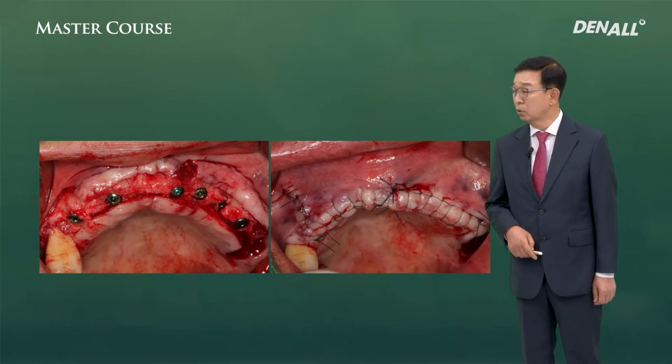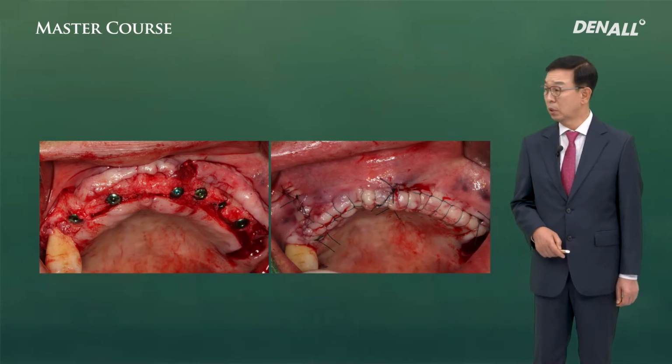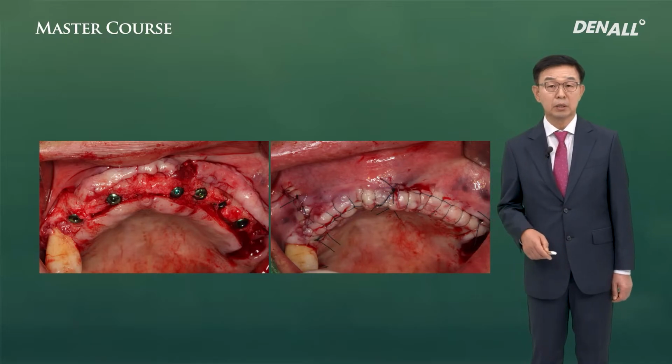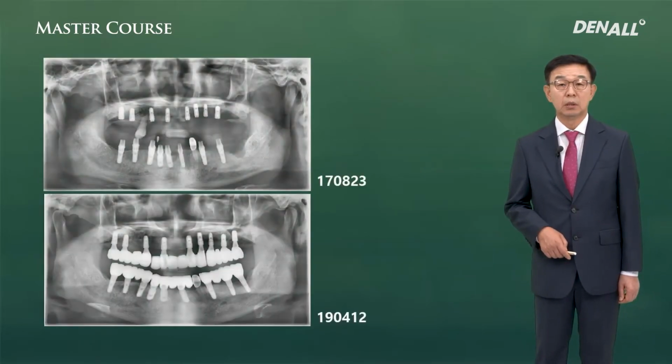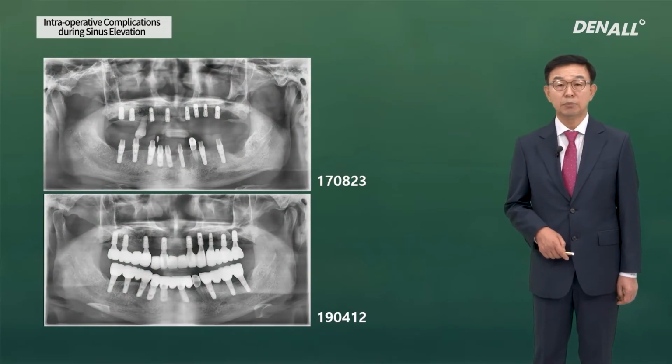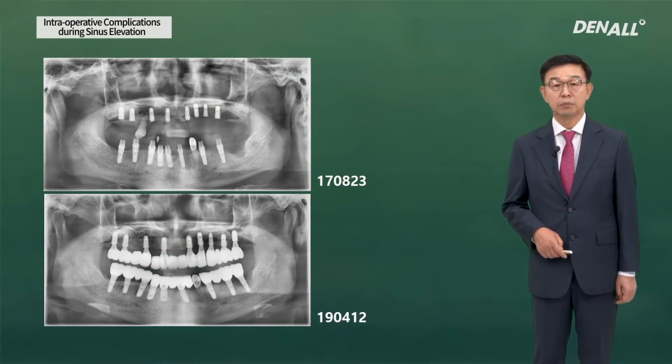After actions were taken to stop bleeding, sinus lift was done in the traditional manner, bone graft was done, and implant was placed. This is approximately 2 years after final prosthesis delivery. You can see that it is well maintained.